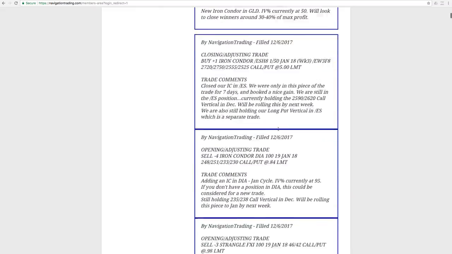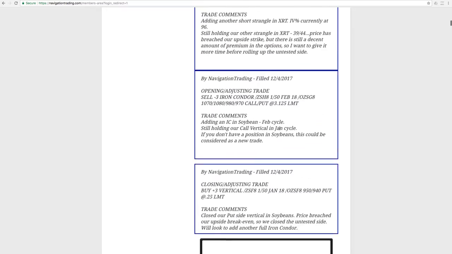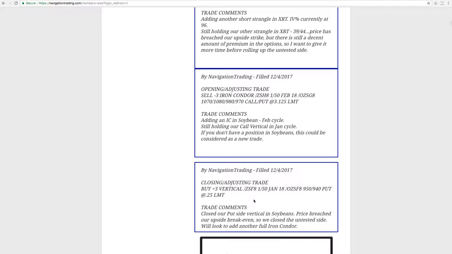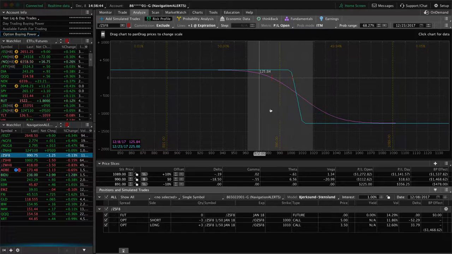So let's go to this week's alerts, starting with our first one, which we did in soybeans. And this was a closing adjusting trade where we closed out our put vertical side because price breached our break even to the upside. So we closed out our put vertical. If we go to the platform and take a look, you can see price has now come back into our range here. So we've got about 14 days left to expiration in this cycle. And so we will look for a little bit more downside potentially before we take that off in soybeans.